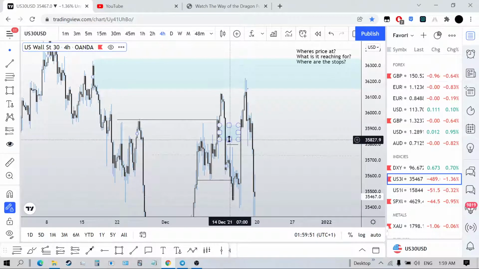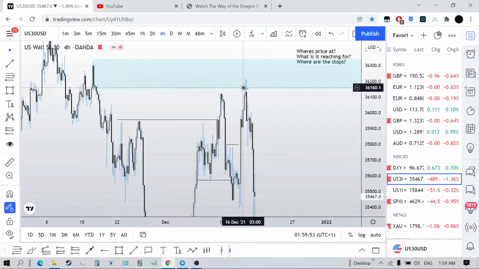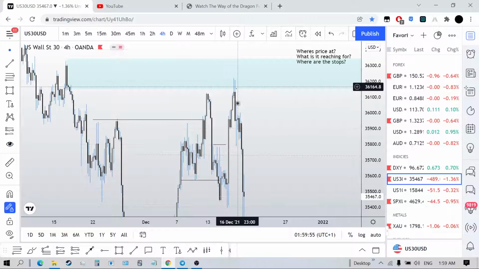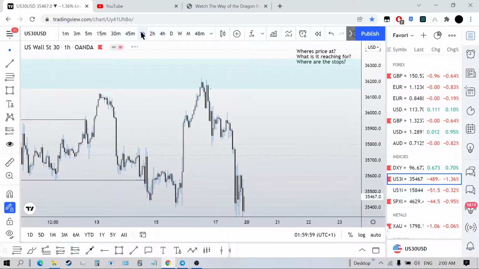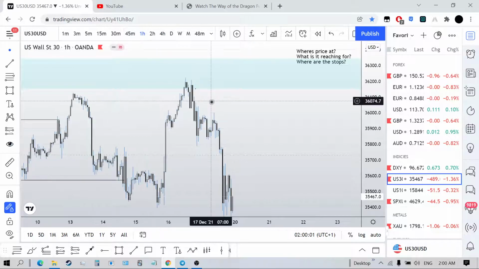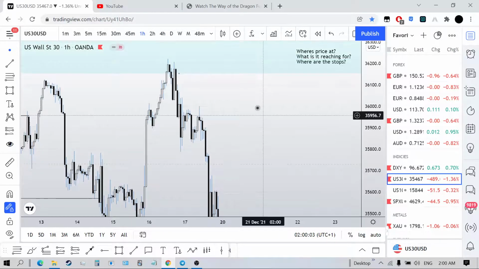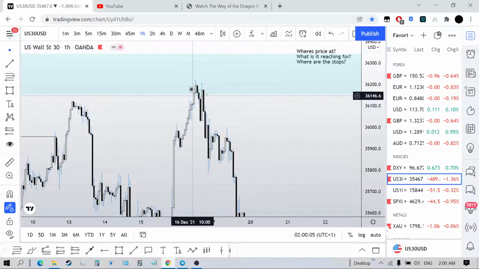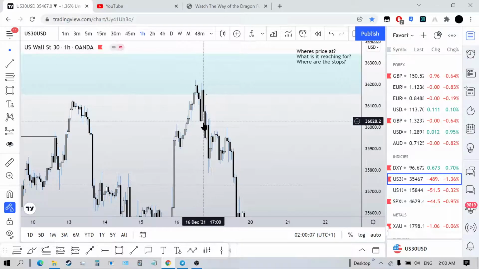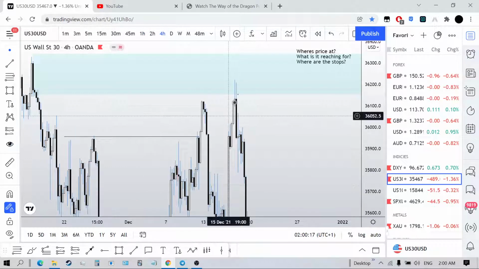So when price came into there and it started reacting, I looked on an hourly time frame, and this is what I saw. I saw price create this up candle and this down move right here. So I know that this is an hourly order block. There's a reaction inside of here, a reaction inside of this 4-hour up candle.